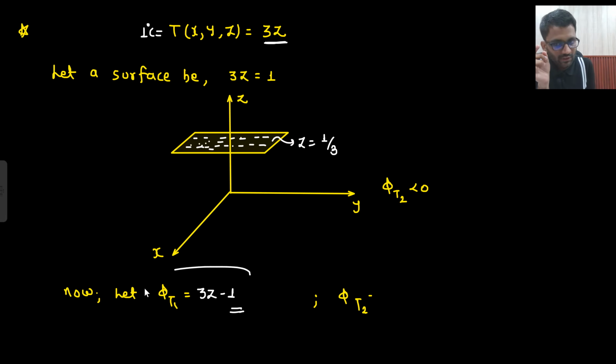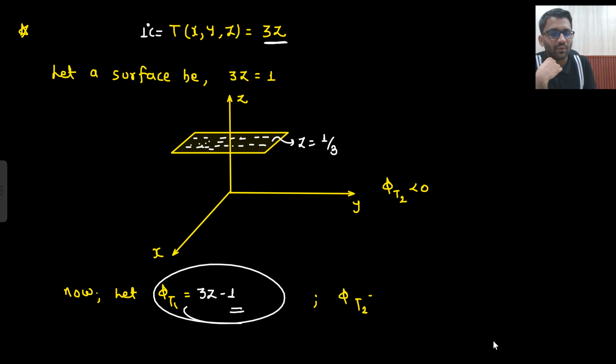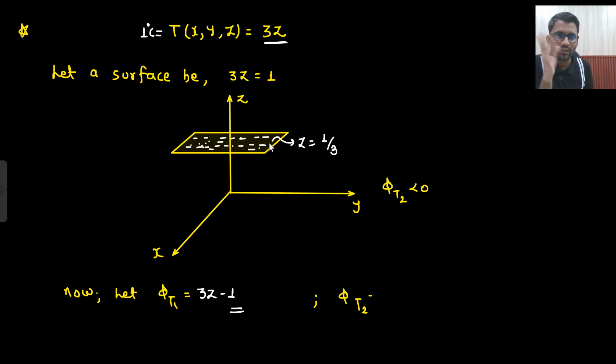So according to this function, what will be my temperature on this surface? On this particular surface, forget about the earlier function now, okay? Now we are going to discuss this phi function. According to this phi function, what will be my temperature on this surface? Tell me. 0 degree. Because z equals 1 by 3. If you put z equals 1 by 3 here, phi T1 at z equals 1 by 3, what will be the temperature? 0 degree Celsius. So here my temperature is 0 degree Celsius according to phi T1.